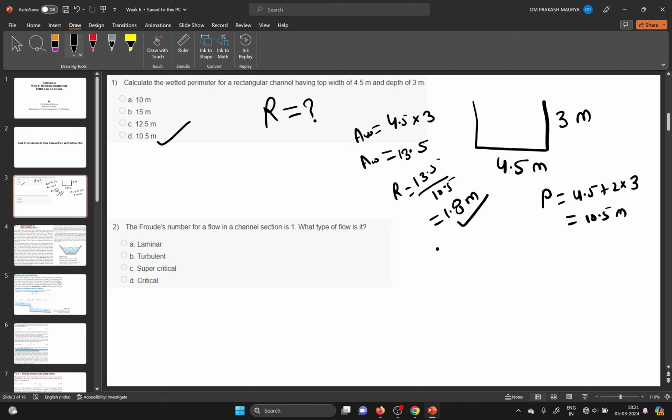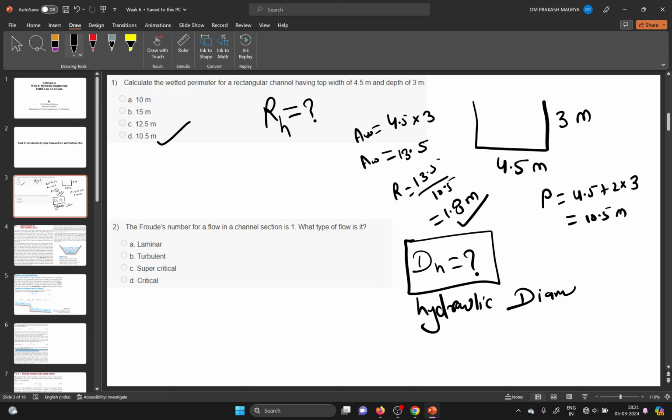If I see, this is the hydraulic radius. Now I want to know from your side what is the value of hydraulic diameter. This is the hydraulic diameter. This was the hydraulic radius. Okay, please try to solve this hydraulic diameter.